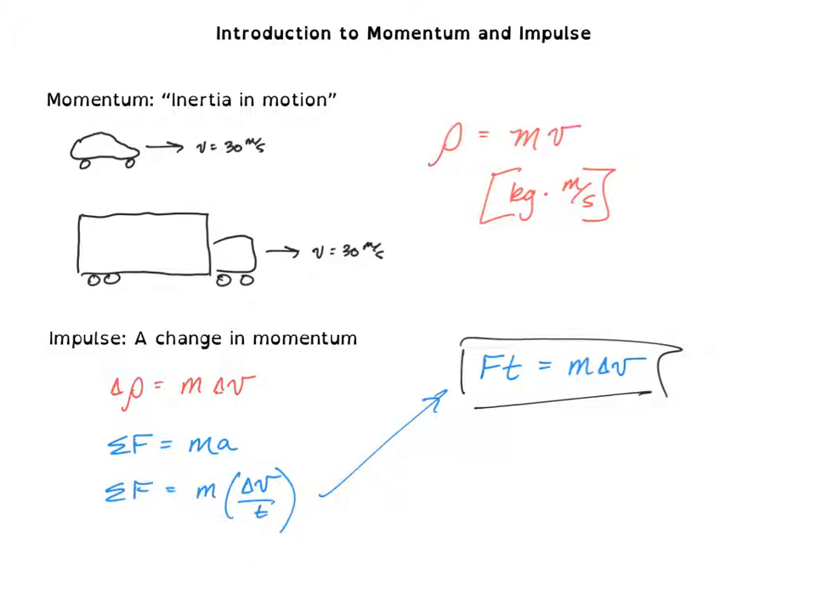So again, impulse being a change in momentum, the units are simply kilograms times meters per second. And again, it's also a vector quantity because it is just a change in momentum. But it should make sense because force is a vector and change in velocity is also a vector.